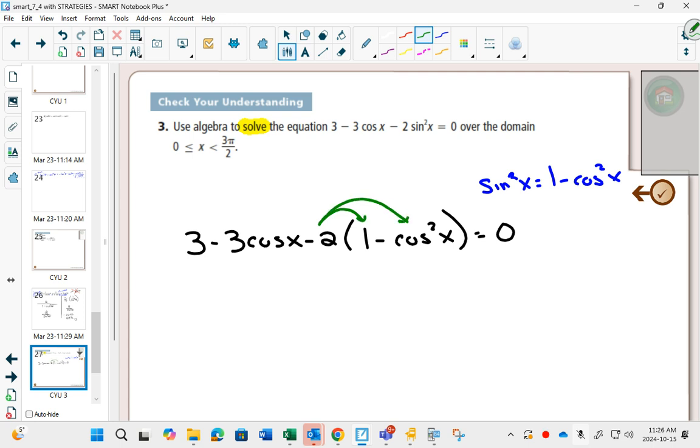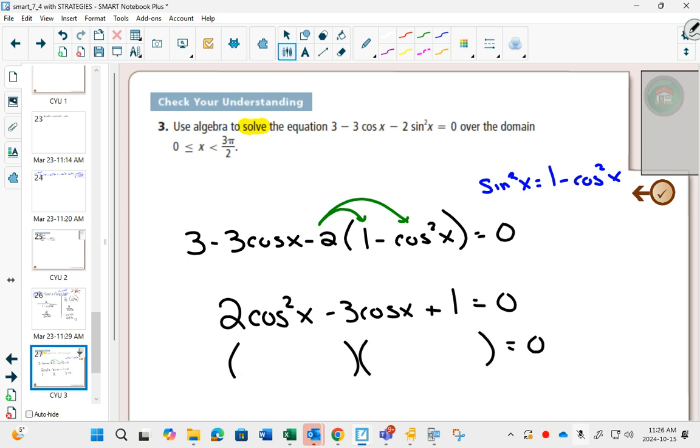This would get distributed. You see that you would get, I'll write my cos squared first, positive 2 cos squared x. We would still have minus 3 cos x. And here I would have 3 minus 2, which would be plus 1, equals 0. Hopefully this factors. If it doesn't factor, or if you have trouble factoring it, you can always use the quadratic formula. But if you can factor it, usually it's a lot quicker than using the quadratic formula. So I'm going to check if I can factor it.